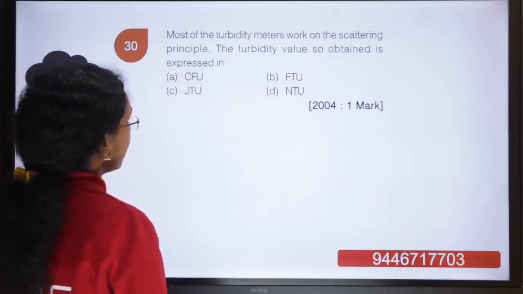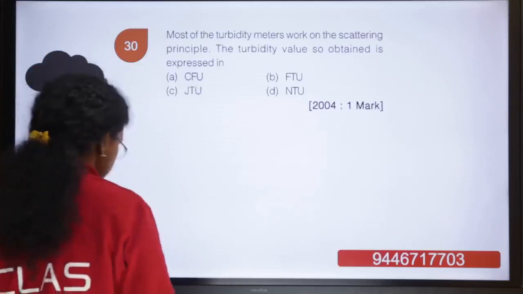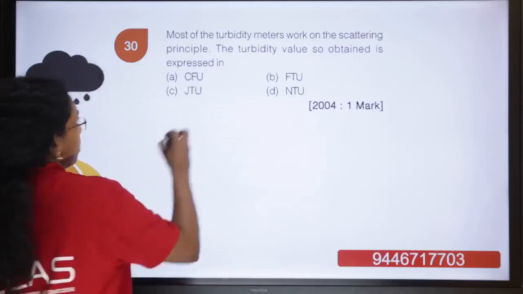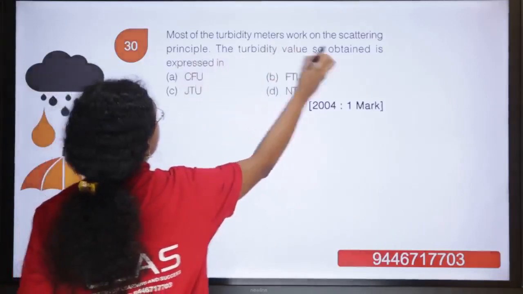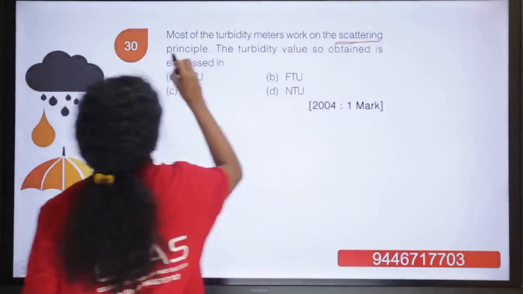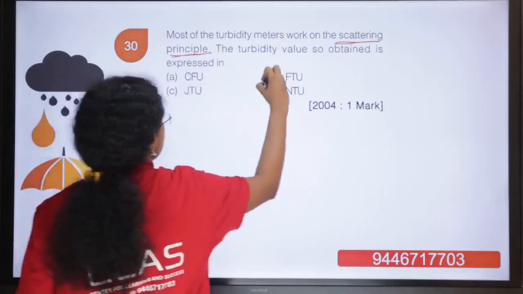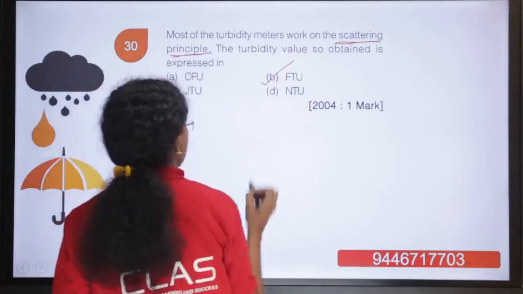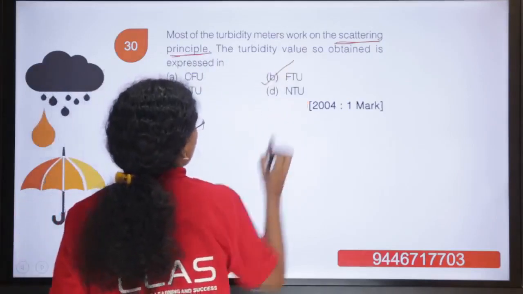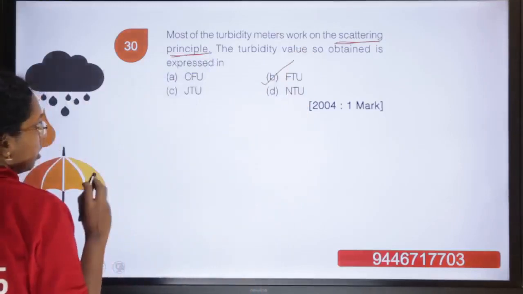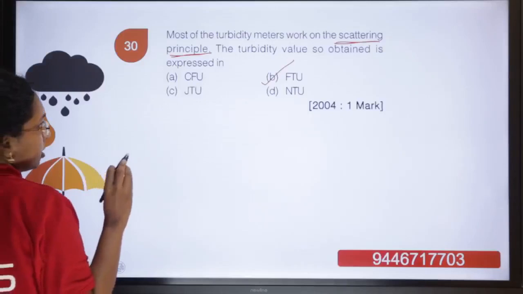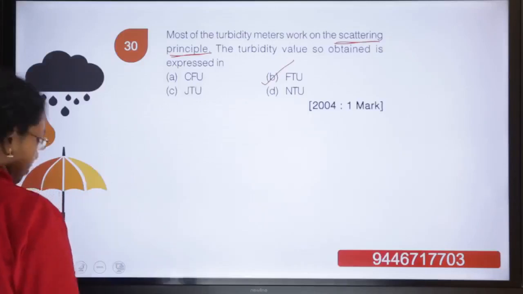Now in the next problem, most of the turbidity meters work on the scattering principle. The turbidity value so obtained is expressed in which of these following units? That is, based on the light scattering principle, the unit that we use to express it is FTU, or Formazin Turbidity Unit. That is the only instrument that works on the scattering principle.